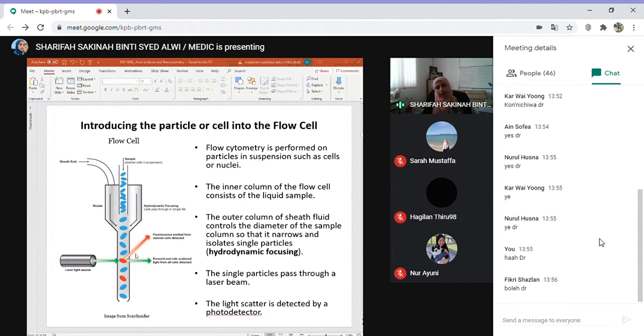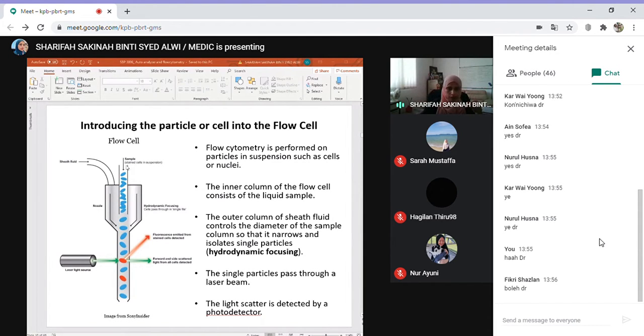This tube will be introduced into the flow cyto machine. Usually the flow cyto machine looks like this. It will have a very small needle, where you will introduce this tube into the flow cyto needle. This flow cyto needle will suck the cells inside the flow cyto. So the cells will be sucked into the flow cyto.